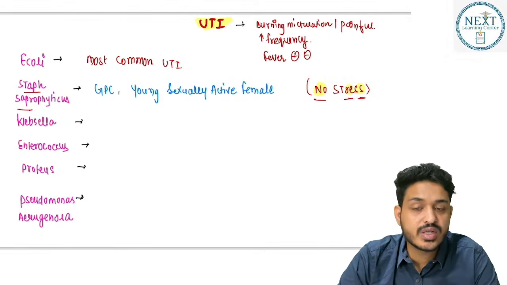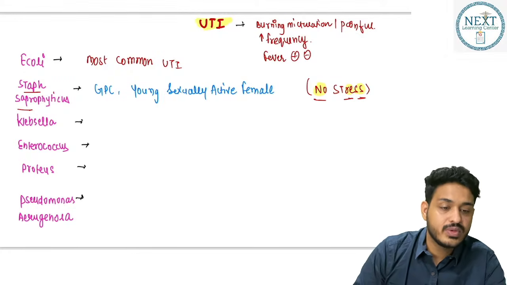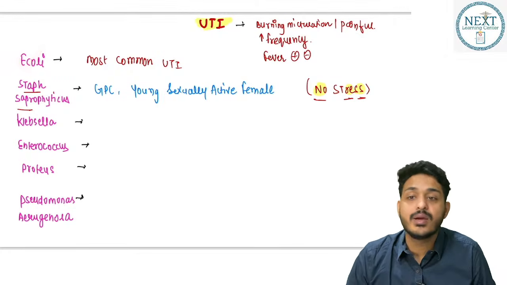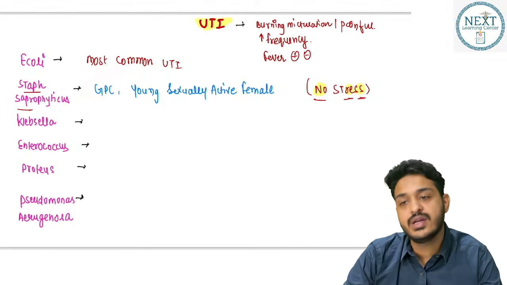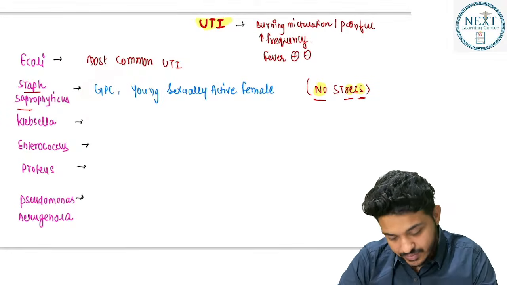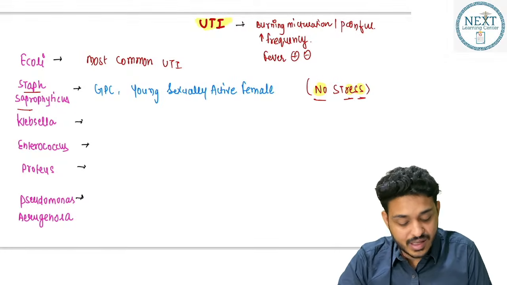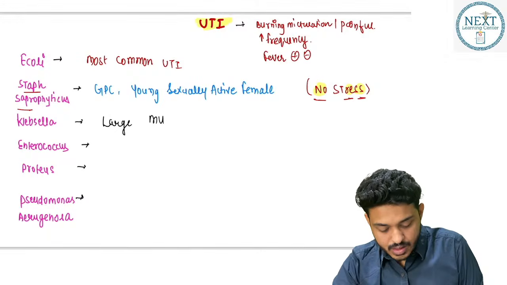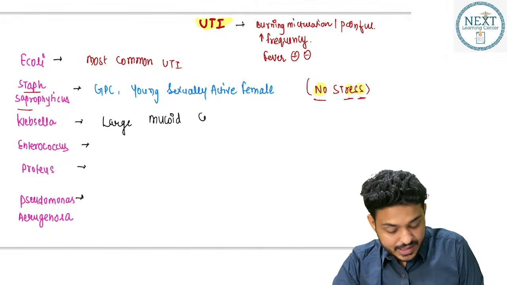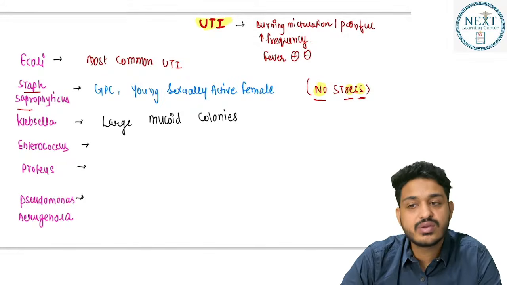So question number 1, most common cause of UTI, the answer will be E. coli. Most common gram positive organism causing UTI, the answer will be Staph saprophyticus, right? If they write there are large mucoid colonies coming in the urine, then you need to think about what? Klebsiella, right? Then you need to think about Klebsiella.